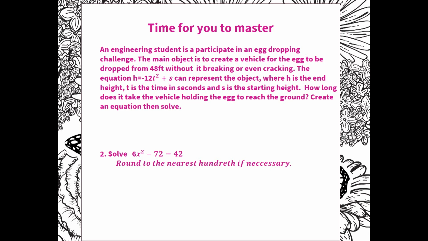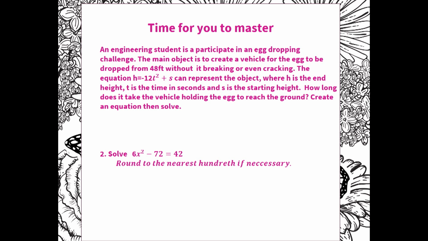So now it's time for me to master this. Let's read our problem, and then I'm going to let you work. An engineering student is a participant in an egg dropping challenge. The main object is to create a vehicle for the egg to be dropped from 48 feet without it breaking or even cracking. The equation h equals negative 12t squared plus s can represent the object, where h is the ending height, t is the time in seconds, and s is the starting height. How long does it take the vehicle holding the egg to reach the ground? Create an equation, then solve.